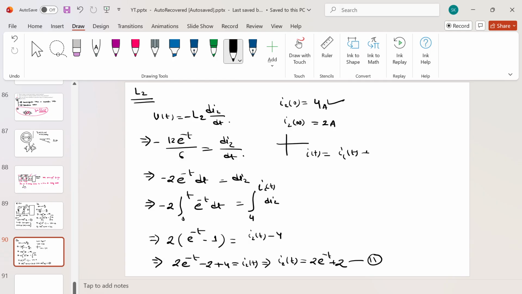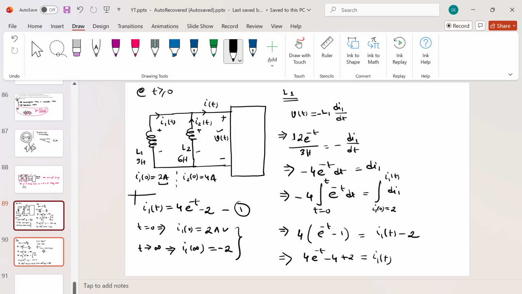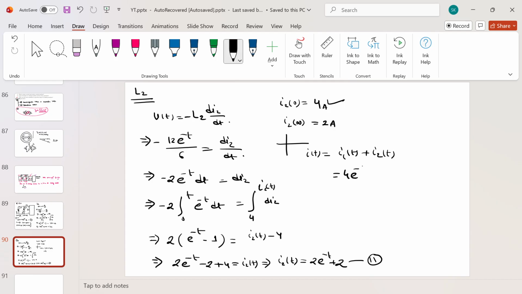So if you calculate the total current I of t, it is equal to I1 of t plus I2 of t, that is simply 4 e to the power minus t minus 2 plus 2 e to the power minus t plus 2, you will get 6 e to the power minus t. So let's say this is equation number 3. So the initial current I0 is simply 6 ampere, which is valid because one is delivering 4 and another is delivering 2. So that summation is 6 ampere, and at steady state the current is simply 0.